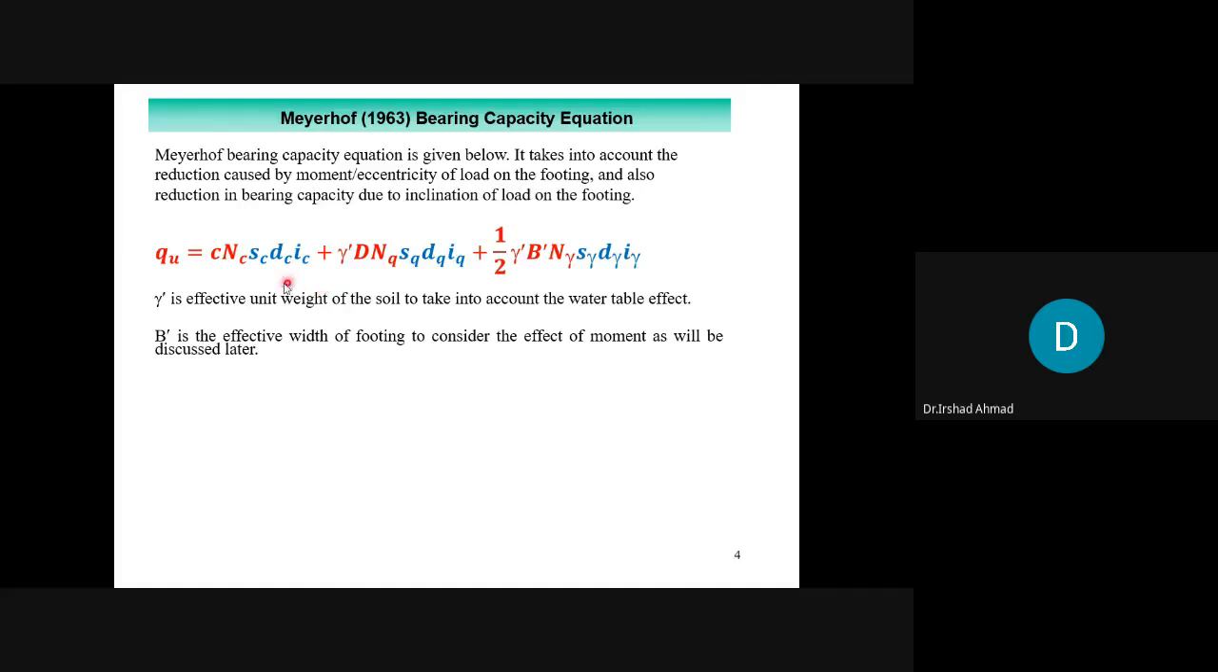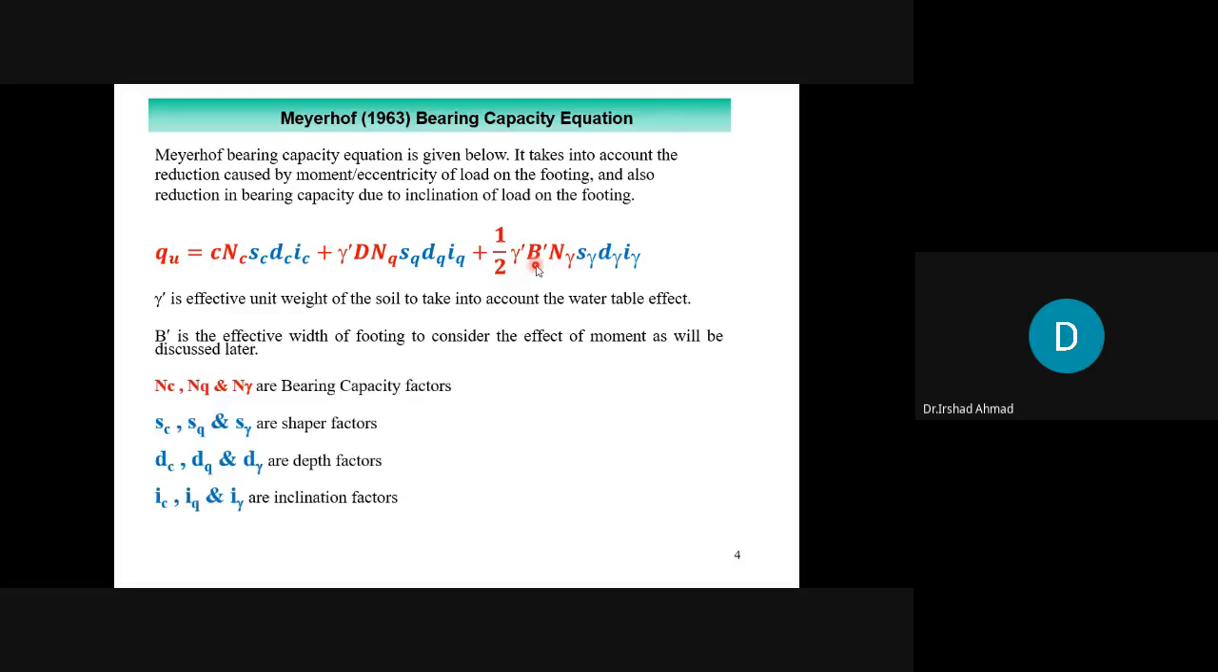There is one more term which is new, that is called B prime. You see that B prime was not used in the Terzaghi bearing capacity equation, but here it is. B prime is called the effective width of foundation. It is a reduced width of foundation. This takes into account the overturning moment or eccentricity, because due to eccentricity of the load, there will be a moment on the foundation, right? So this B prime takes into account the effect of that moment on the bearing capacity.